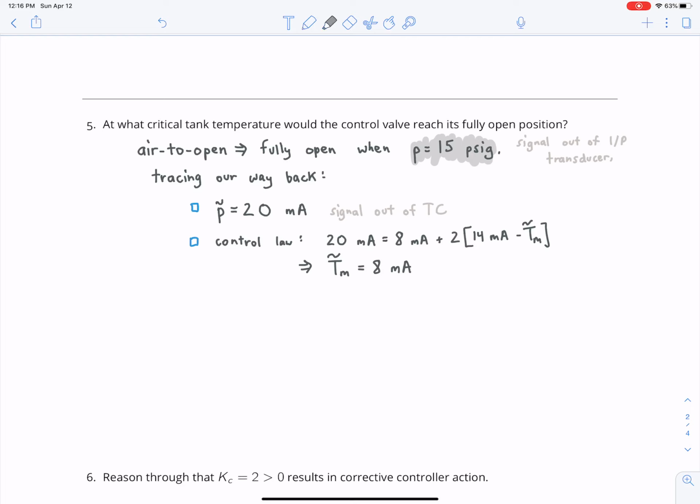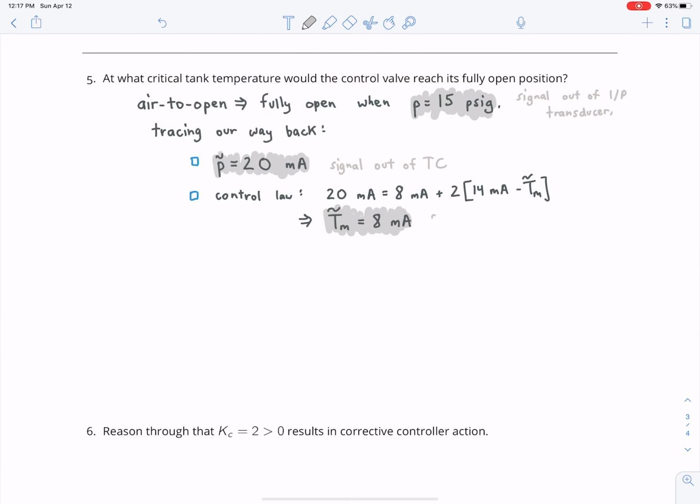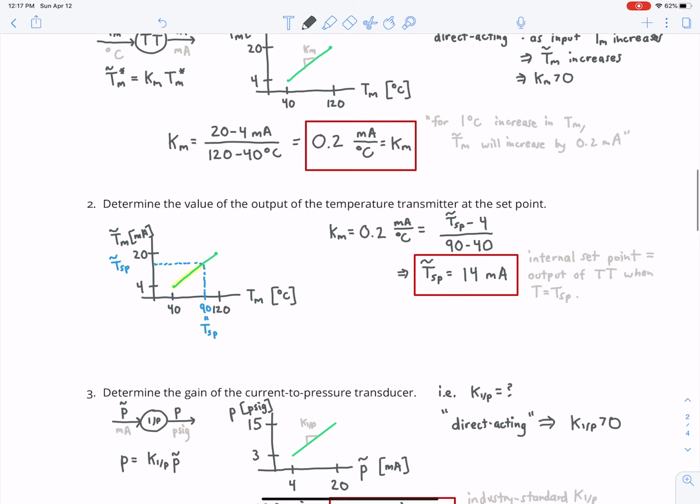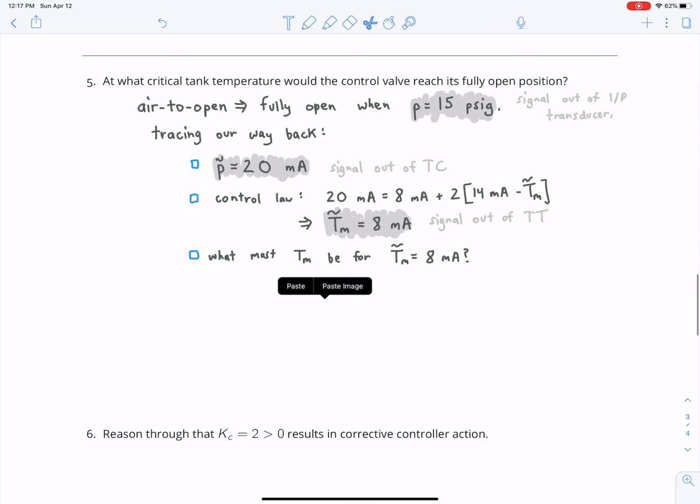And what this is, so I'll highlight this, that's a signal out of the temperature controller. If we trace our way back even more, Tm tilde is a signal out of the temperature transmitter, okay? So we're not quite at the actual temperature yet. So this is a signal out of the temperature transmitter. Okay, so if that's the case, then let's look at the temperature transmitter. So what must the temperature be for Tm tilde equal to 8 milliamps? So what we need to do is go out to our analysis of the temperature transmitter, which is right here. So I'll copy and paste this. All right, so I'll make a little graphical depiction for you here.